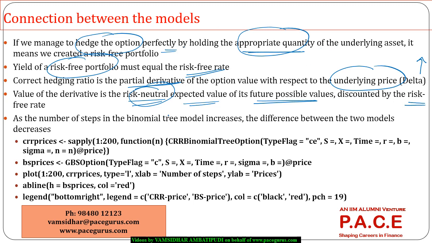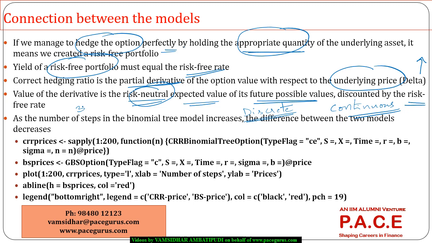So what are the differences? Why is it that the numbers are different in both the models? Now this is where the binomial tree assumes the price changes at discrete intervals of time, whereas the Black-Scholes model assumes that the price changes in continuous time. That's the major difference in the assumption between the two.